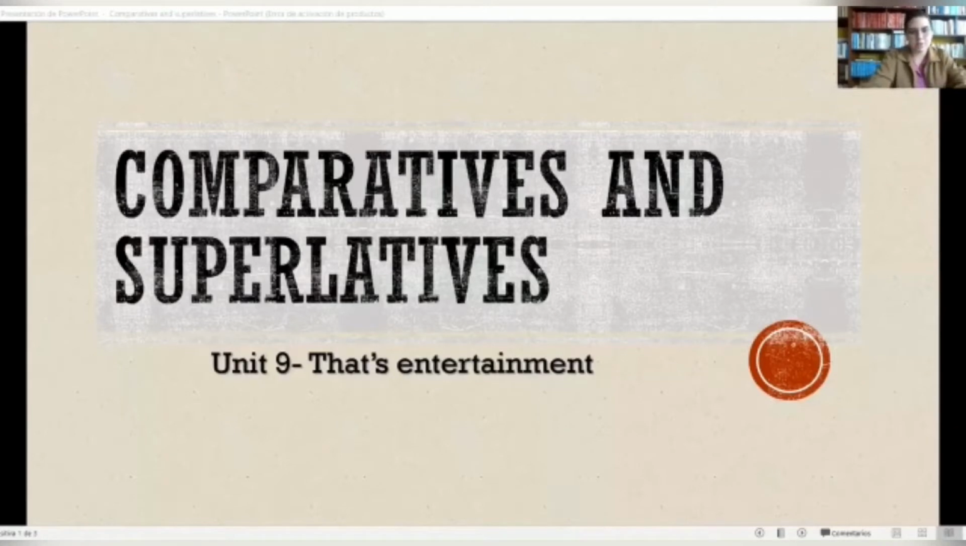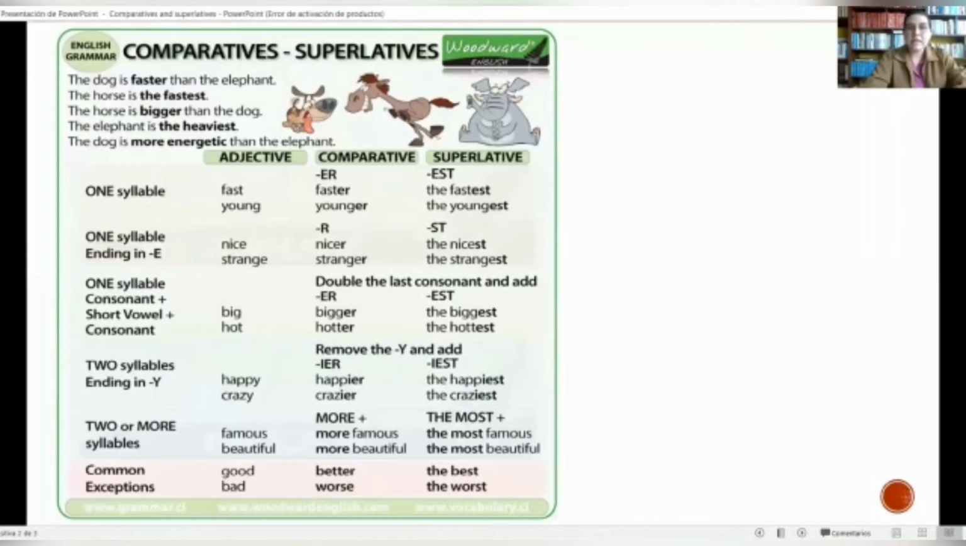I will show you a presentation that I did for you. Aquí está. It's here. Comparative and superlative. Okay. This is the way that we are going to talk about comparative and superlative.